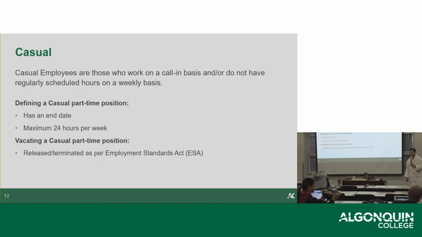Okay, so now about casual. Casual employees are those who work on a call-in basis or do not have regularly scheduled hours on a weekly basis. So casual employees do have an end date. Again, maximum of 24 hours per week. And similar to the temporary, when you're vacating a casual part-time position, it's as per ESA.